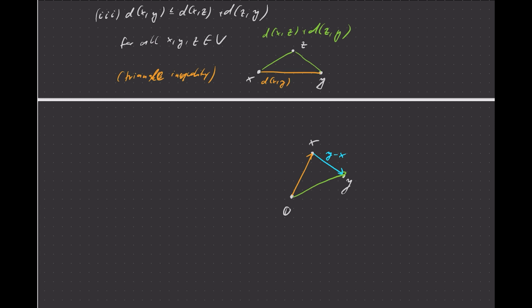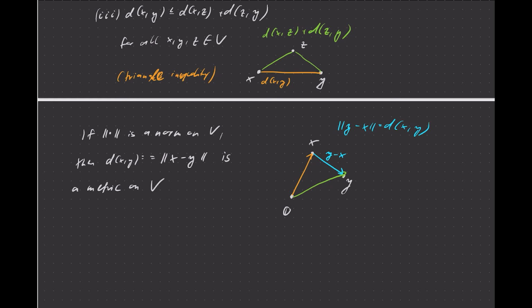And of course, to measure the distance from x to y, we could just compute the length of this blue vector y minus x here. So this length here is the distance from x to y. And that means if we have a norm on a vector space, then we also have a metric. So if a norm is defined, then d of x y defined as the norm of x minus y or y minus x, the order does not make a difference, that defines a metric on V. And this metric is called the metric that is induced by the norm.